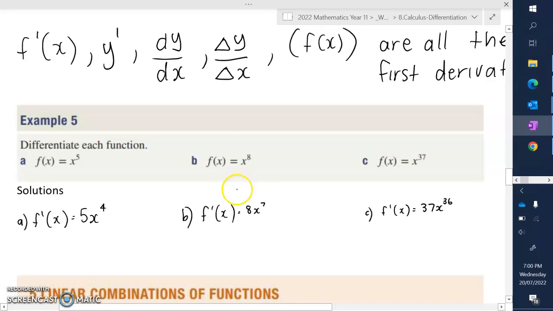Let's differentiate the next one. F of x, our first derivative, or our differentiated f of x becomes f dash of x. The 8 goes down the front. We take 1 off the 8 to become a 7. So we get 8x to the power of 7.